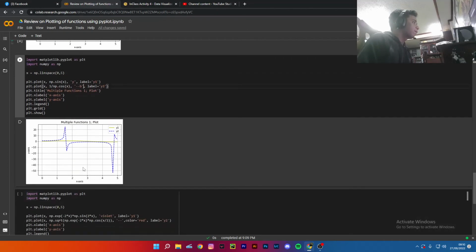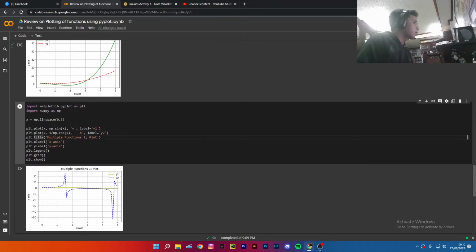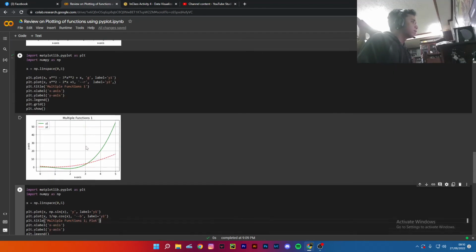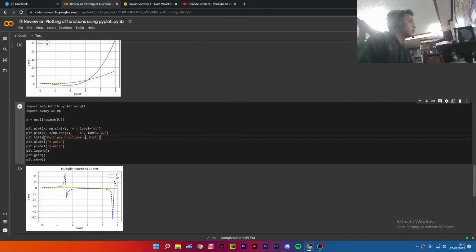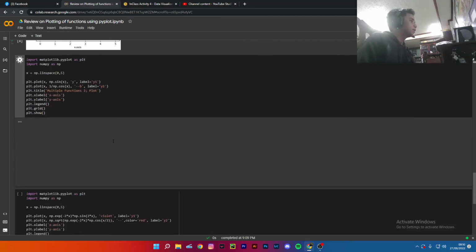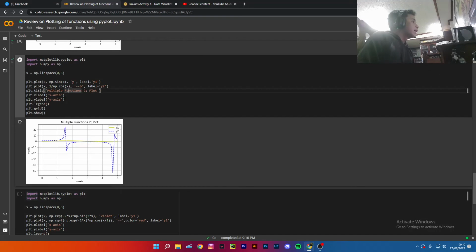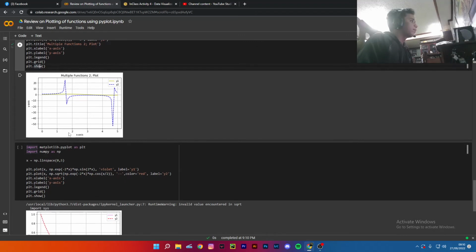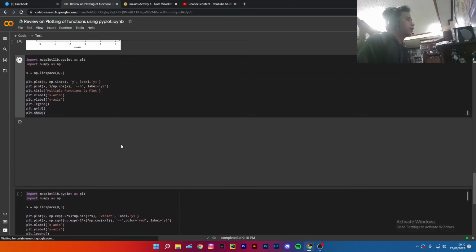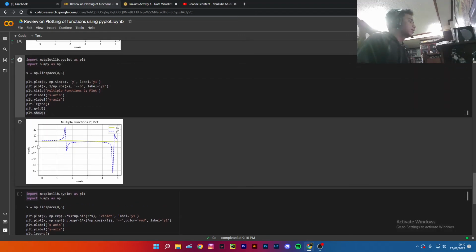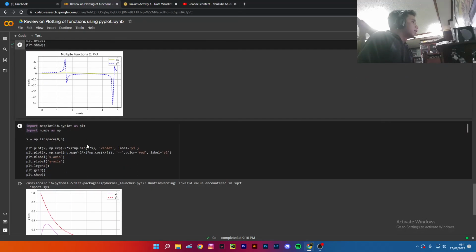That's it. And we have to put the title multiple functions. Oh, it should be plot multiple functions 2, sorry for that. And it's still the same, x and y label, the legend, the grid, and plt.show. So it would look like this. Still the same though.